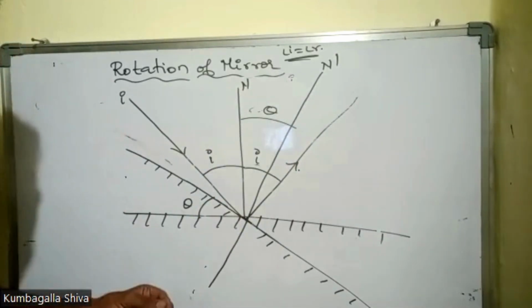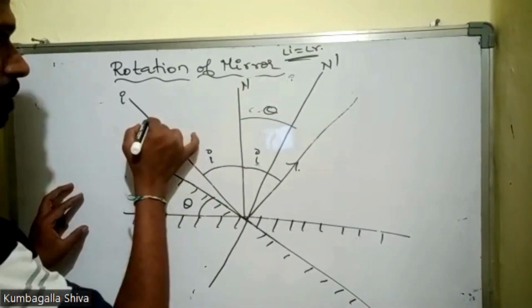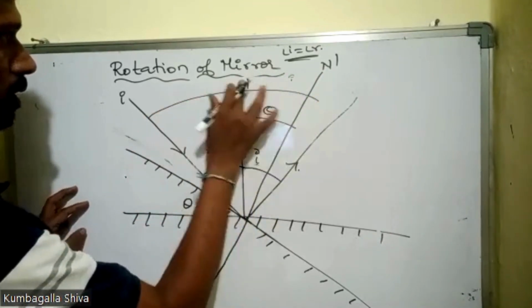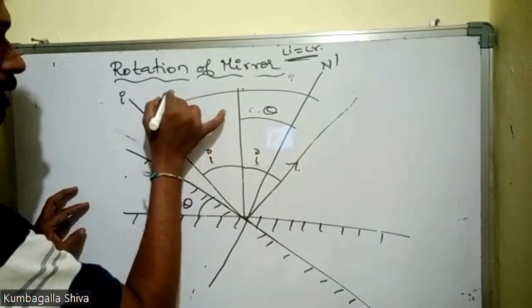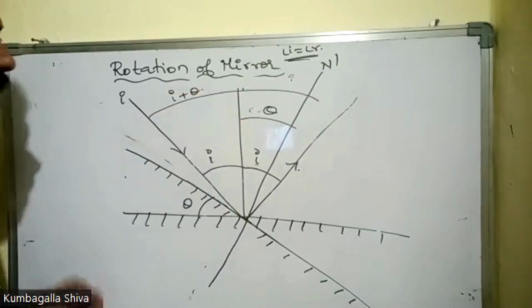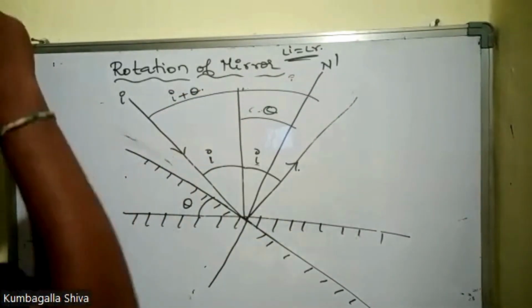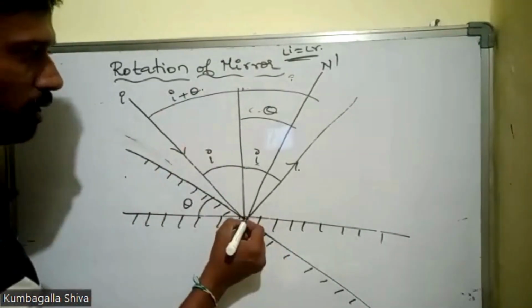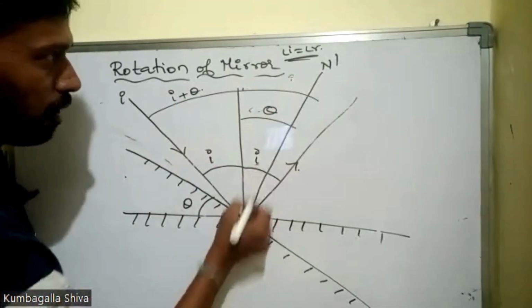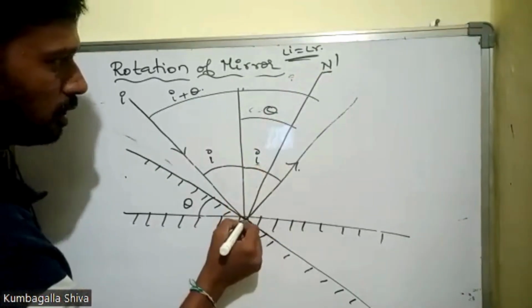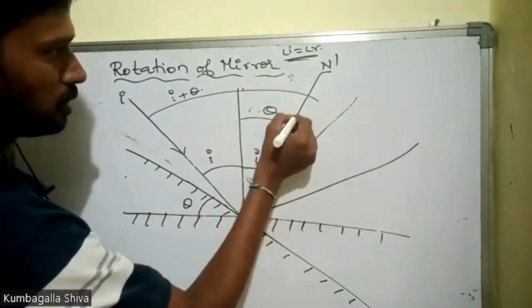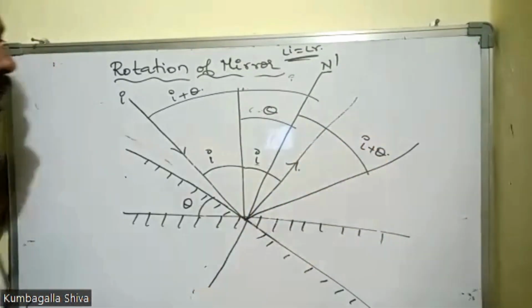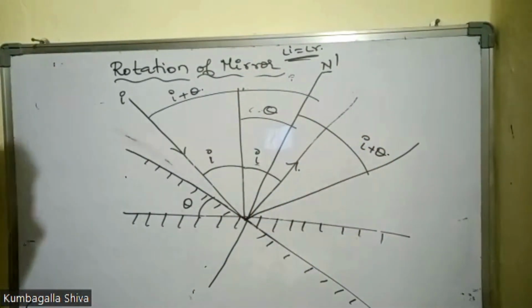Now the new angle of incidence will be how much? For this normal n dash, it will be I plus theta. Now the reflected ray also will be at an angle of I plus theta from n1. How much is that? That is I plus theta. Now this is the case.